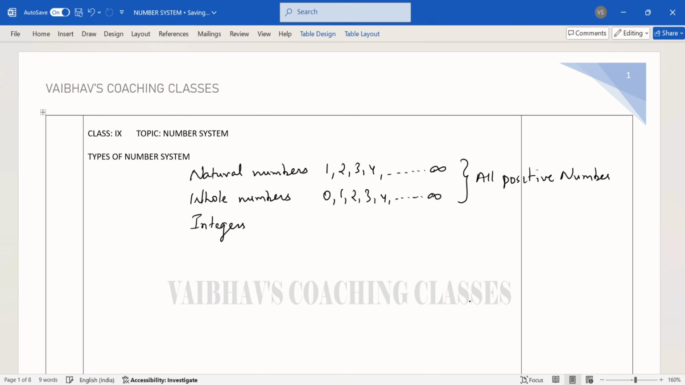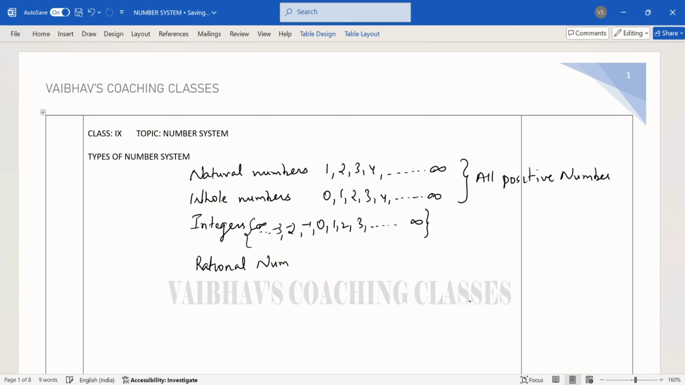So what are integers? Integers are the numbers which include positive as well as the negatives. So integers are the numbers which include both positive as well as the negatives. I hope it's clear till here. And then next comes the rational numbers.